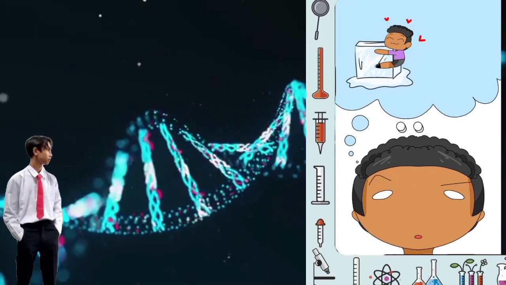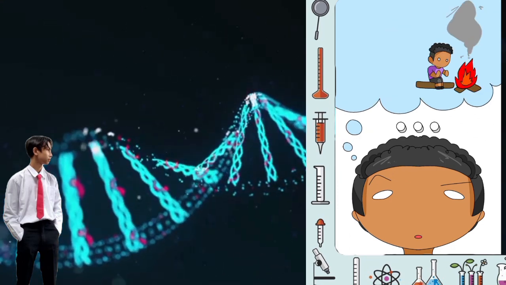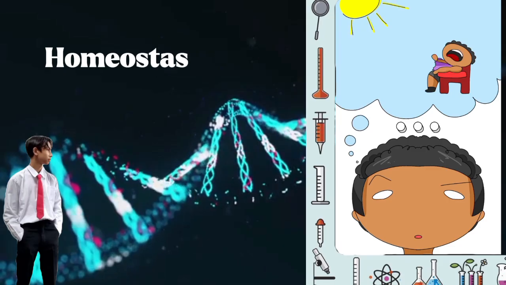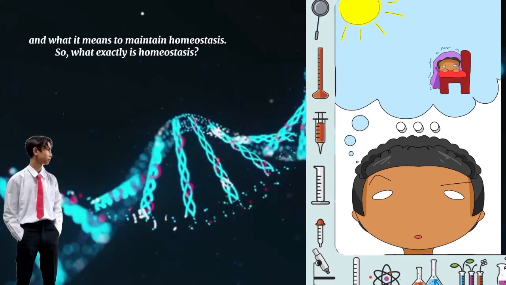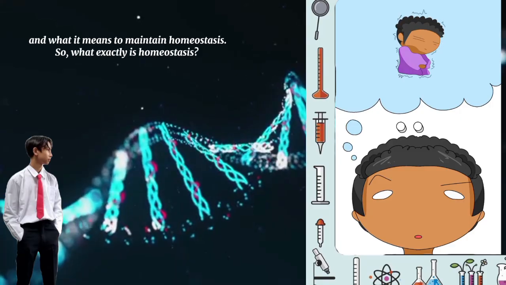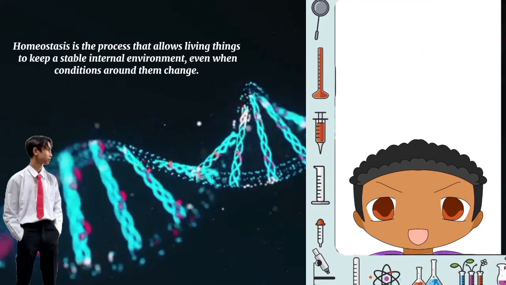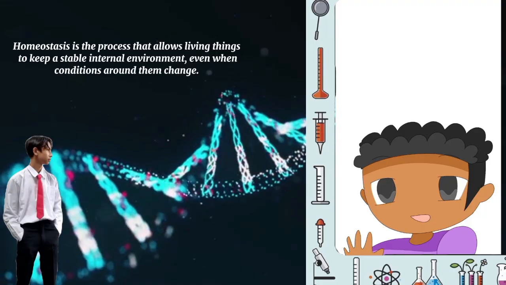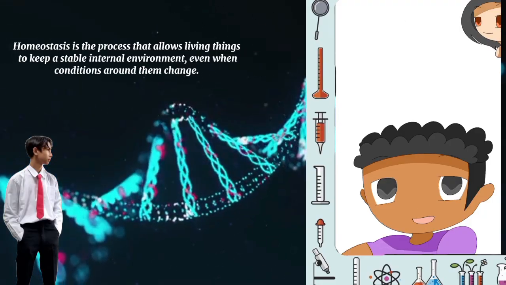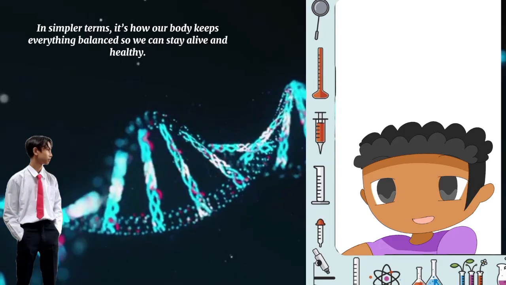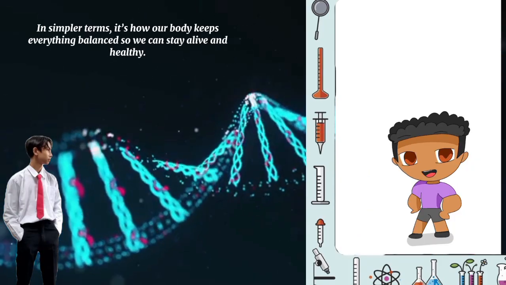Good day, everyone. Today, I'll be talking about an important concept in biology called homeostasis and what it means to maintain homeostasis. So, what exactly is homeostasis? Homeostasis is the process that allows living things to keep a stable internal environment, even when conditions around them change. In simple terms, it's how our body keeps everything balanced so we can stay alive and healthy.